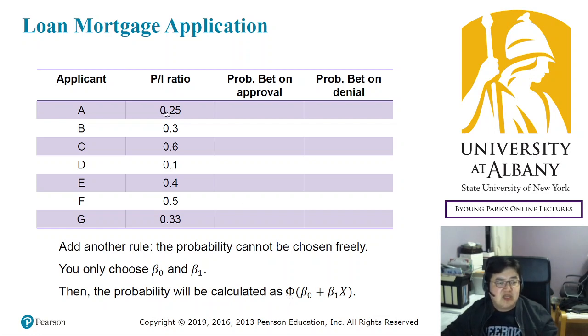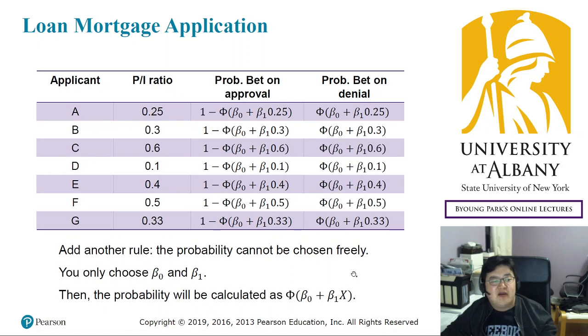Anyhow, so given the PI ratio and given your choice of parameters, calculate the z-value first, and then calculate the probability of denial and approval. So this is what we are doing. This is the game we are playing now. And so this is the final betting. I bet this way. Of course, beta 0 and beta 1 should be chosen more carefully.